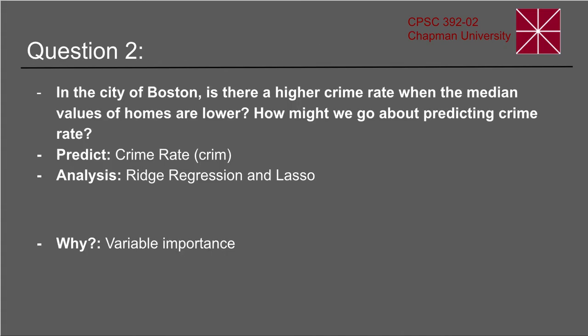So as for question 2, in the city of Boston, is there a higher crime rate when the median values of homes are lower? How might we go about predicting crime rate? So as you might have guessed, here I wanted to try to predict crime rate. And to do this, as it's a continuous variable, I wanted to use ridge regression and lasso because I wanted to see if they would outperform ordinary least squares. And I also wanted to see which variables were important.